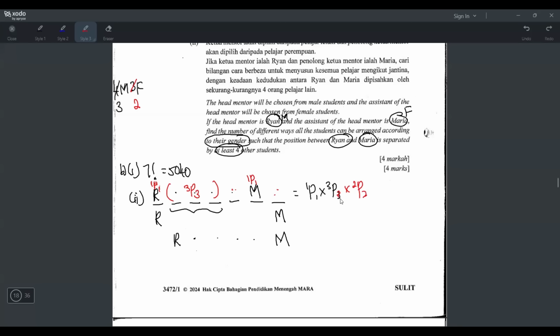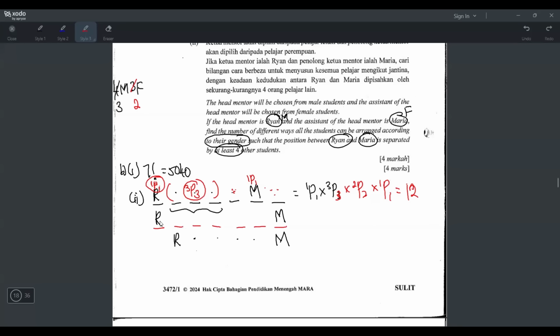And after you calculate all this, oh, actually there's another 1P1 here, right? So it will be 1P1 times 3P3 times with the 2 female to masuk here, 2P2, and then has 1P1. And when you kira this, you will get 36. Sorry, you get 12. Okay, you get 12. And if you calculate for this next one, you get 12 also.